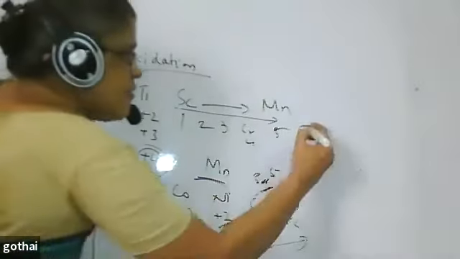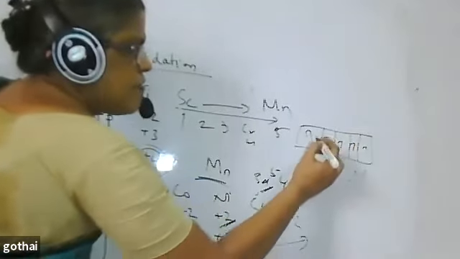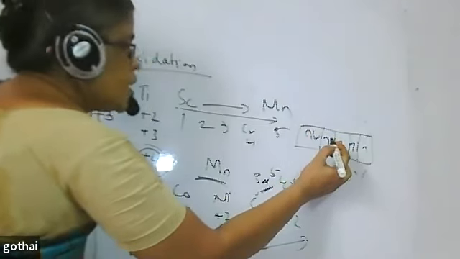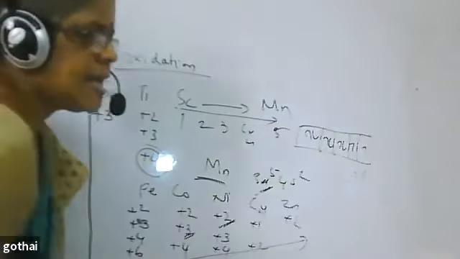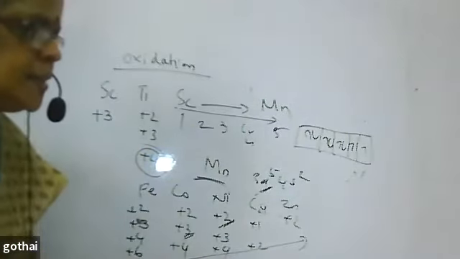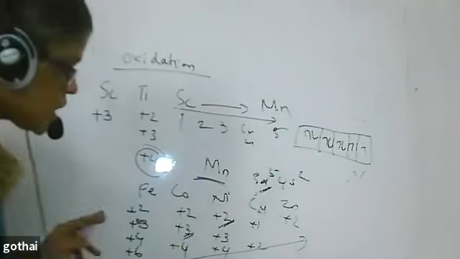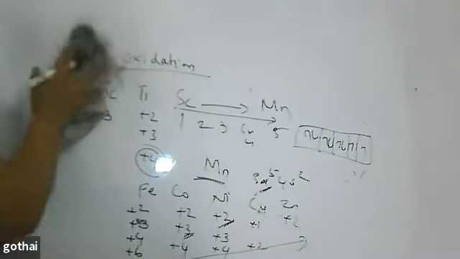Because 3d, 5 means what you will do? 1, 2, 3, 4, 5. Then after that, iron, cobalt, nickel, copper, then zinc. As the electrons in the d orbital get paired up, the number of unpaired electrons decreases, so the number of oxidation states decreases. These are the 3 questions you can expect.